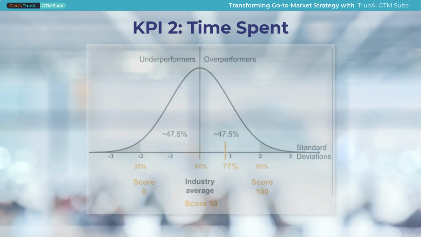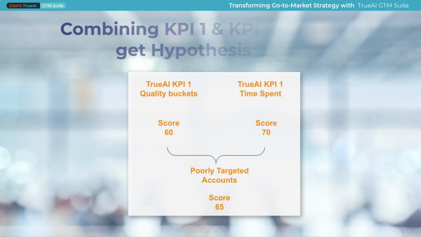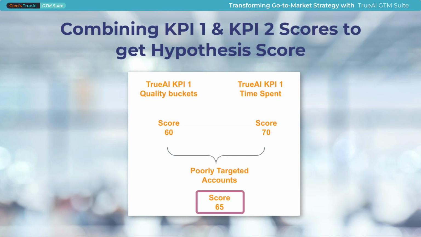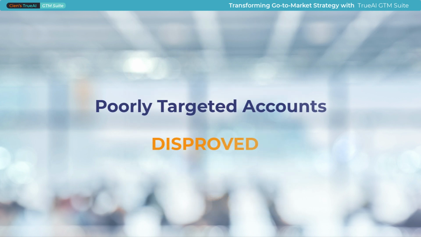On a normal distribution with 15% of standard deviation, the company is above industry average, showing good company performance in this matter. Combining the score from both TrueAI KPIs, we obtain the hypothesis score. Qualitative context plays a role, and scores might be adjusted when considering company-specific context. For example, if their performance compared with the previous year has changed, this hypothesis will be flagged as disproved, showing the company is above industry average.